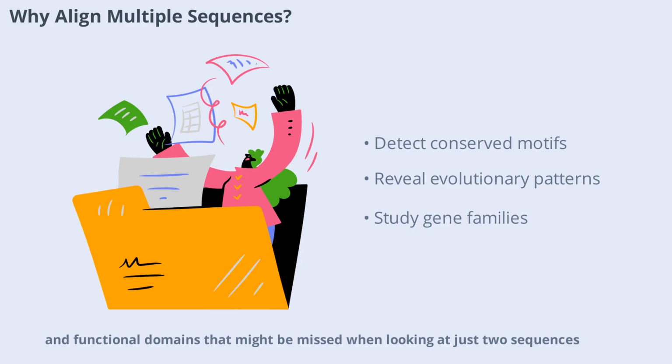Multiple sequence alignment is especially valuable in studying gene families, protein domains, and evolutionary trees. It helps in predicting the function of unknown genes and understanding the evolutionary history of organisms. The insights gained from MSA are crucial for fields like genomics, molecular biology, and evolutionary studies.